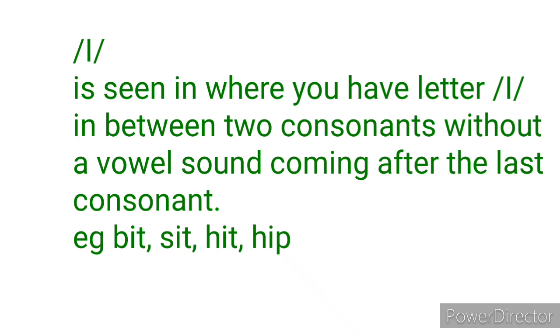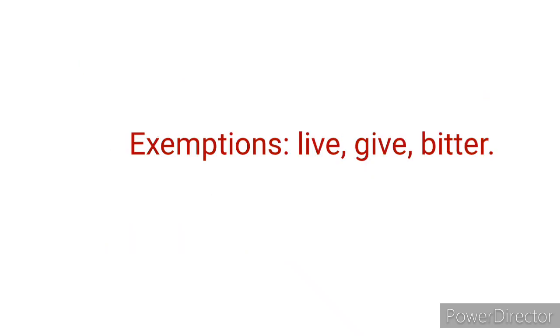When you add a vowel sound after the last consonant, the I will no longer be pronounced as E, but as I, which is a diphthong. The exemptions to this tip are words like bitter, live, and give. The I's are pronounced as E and not as I, even though they have a vowel sound coming after the consonant sound.